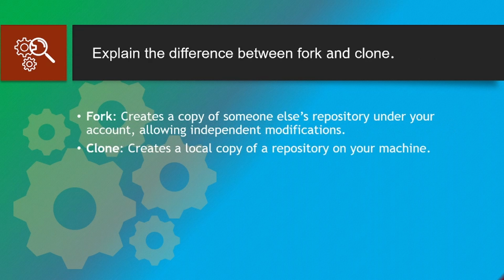Next, explain the difference between fork and clone. Fork creates a copy of someone else's repository under your account, allowing independent modifications. Clone creates a local copy of a repository on your own machine. So this is the difference between clone and fork.